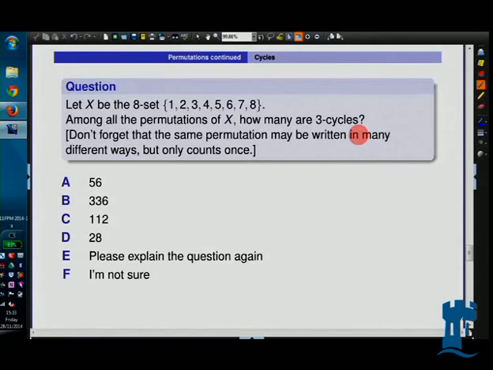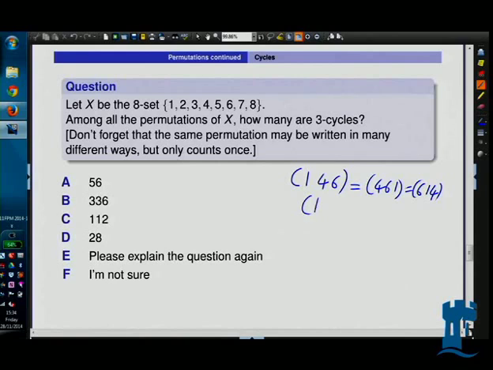Okay, so since the majority have asked me to explain the question again, I'll see if I can help you a bit further. First of all, I'll write down a couple of examples, like 1, 4, 6 is a 3 cycle. That's the same 3 cycle as 4, 6, 1. And that's the same 3 cycle as 6, 1, 4. So that only counts as 1. That's one of the 3 cycles that's available.